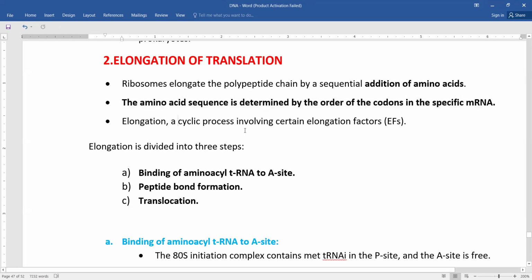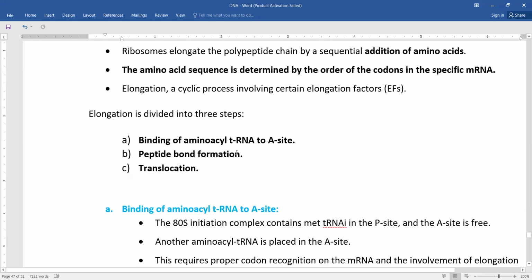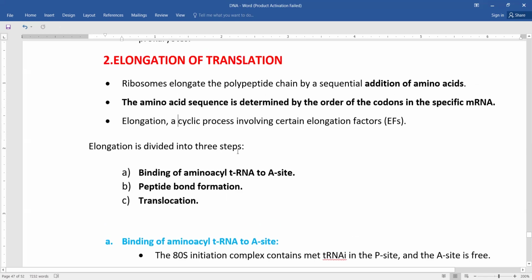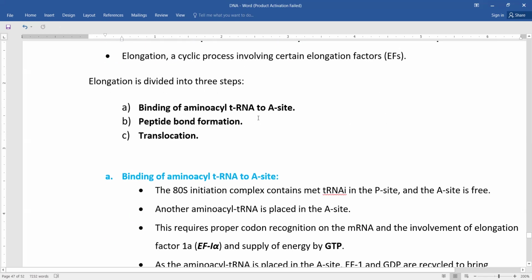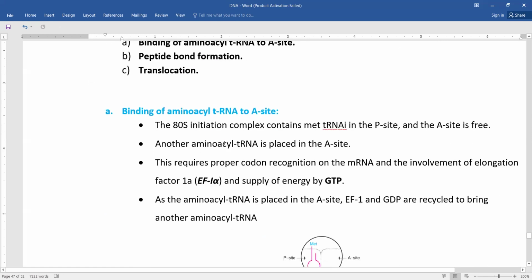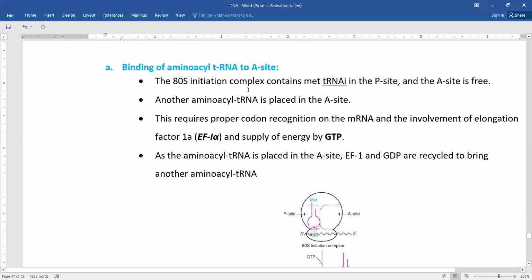Elongation is a cyclic process that involves certain elongation factors, or EFs. Elongation is again divided into three steps, just like initiation, which is also divided into three steps. So: binding of amino acid tRNA to the A site, peptide bond formation, and translocation. First, binding of amino acid tRNA to the A site.